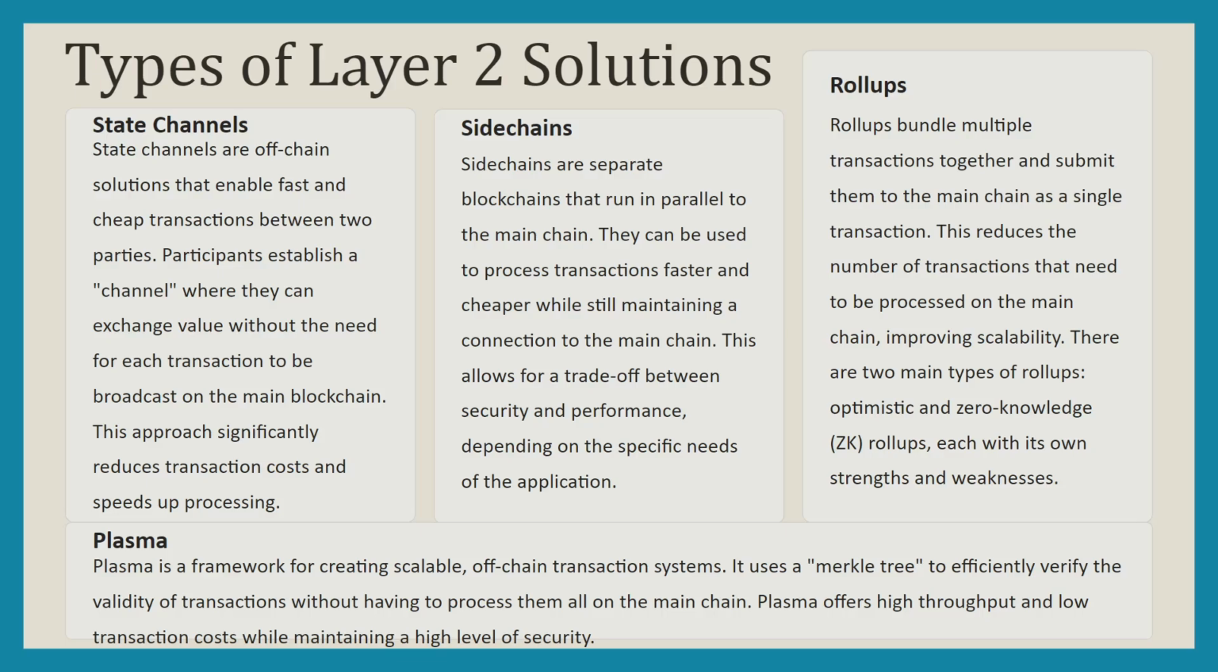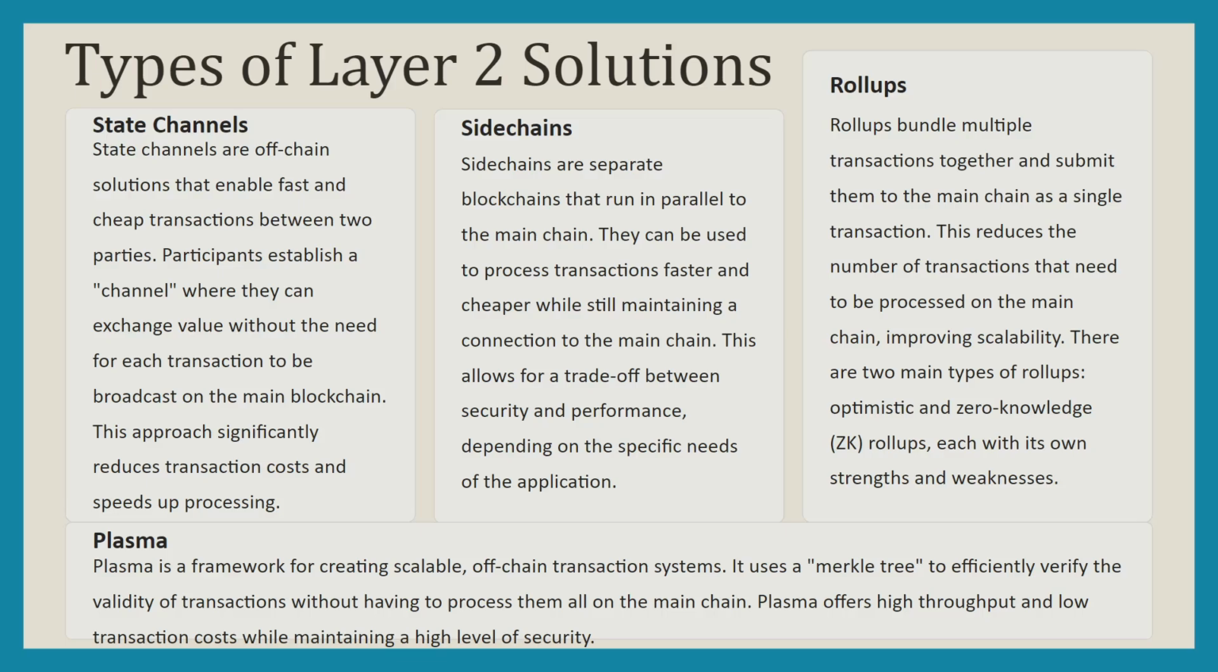Sidechains are separate blockchains that run in parallel to the main chain. They can be used to process transactions faster and cheaper while still maintaining a connection to the main chain. This allows for a trade-off between security and performance depending on the specific needs of the application.